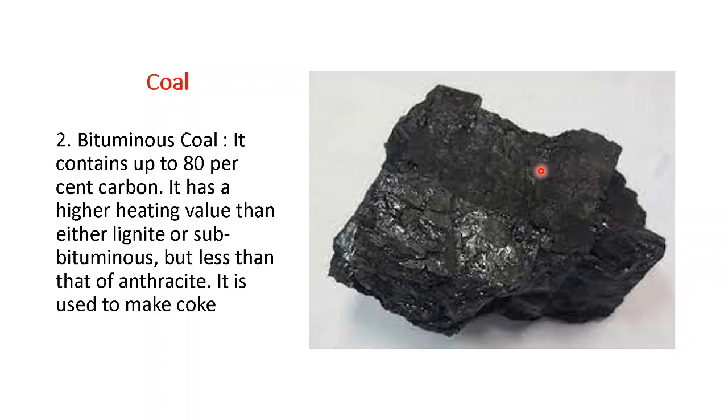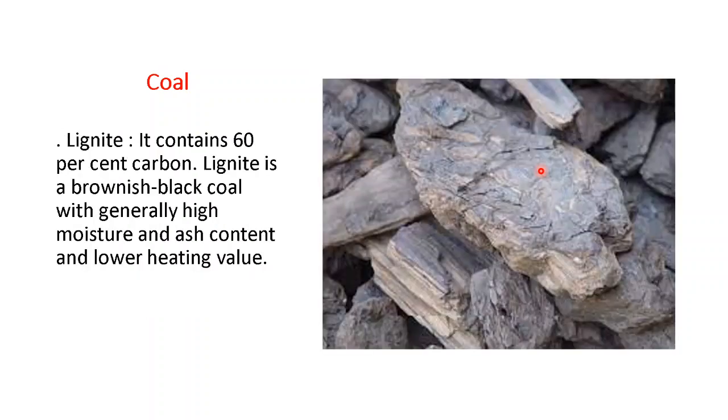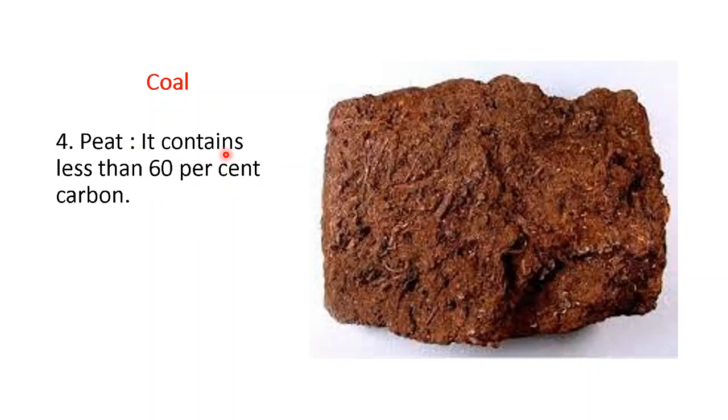The another one is lignite, so it contains 60% carbon. So lignite is a brownish black coal with a generally high moisture and ash content and lower heating value. So as compared to other types of coal, this lignite is brownish black in color, okay, and this generally contains high moisture or high ash content and lower heating value because of the moisture and ash, okay, and the carbon percentage is also low as compared to the anthracite.